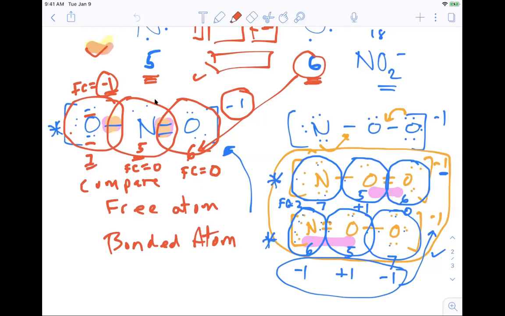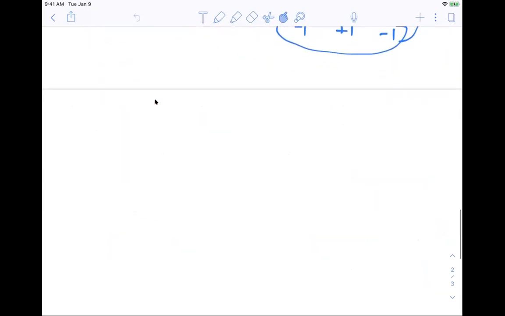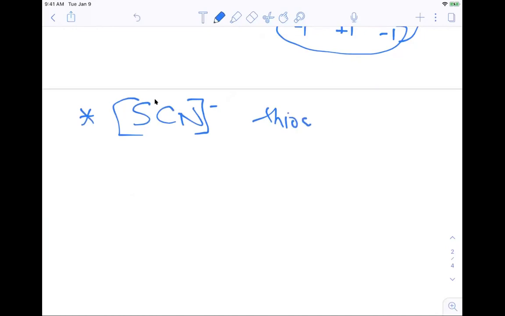And you really want to use formal charge when you're deciding what's the best possible Lewis structure I can come up with. Here's a classic example of where that might come in: the SCN minus molecule. I'm not going to go through this. Maybe you can work on this as practice when you want. This is the thiocyanate ion.